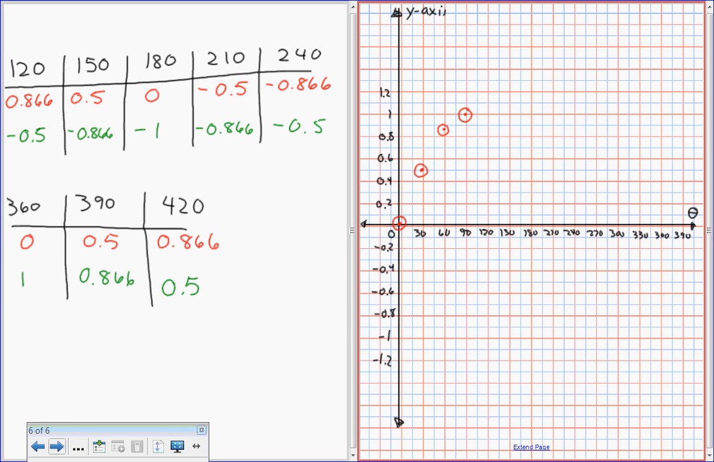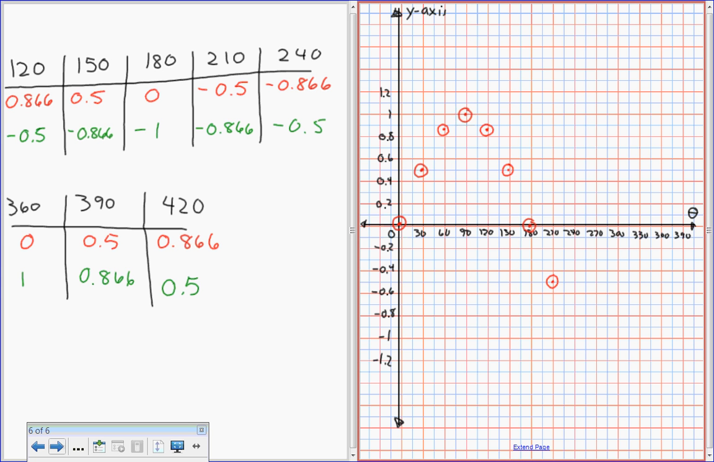I'm going to keep going. Sine of 120 is going to be 0.866 again. Sine of 150 is going to be 0.5. And sine of 180 is going to be 0. Sine of 210 is going to be negative 0.5. So again, I'm just picking the numbers right off that table that we made. I just happen to have them memorized.